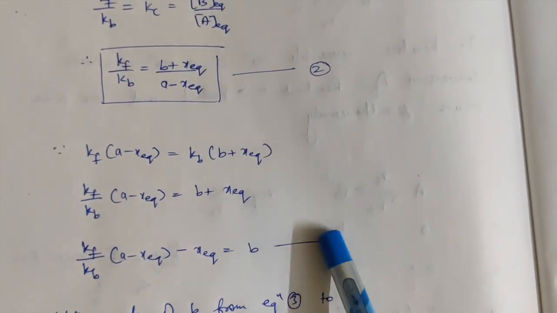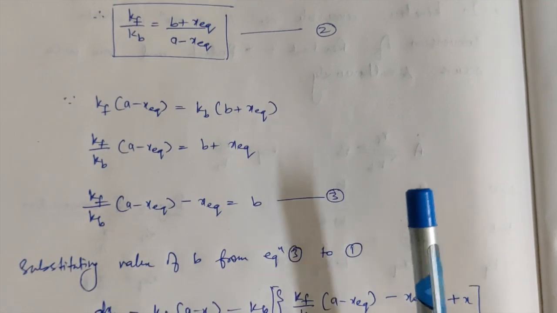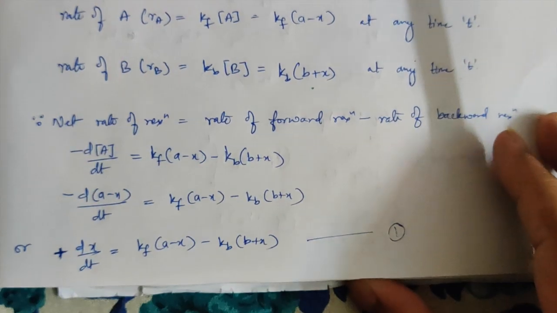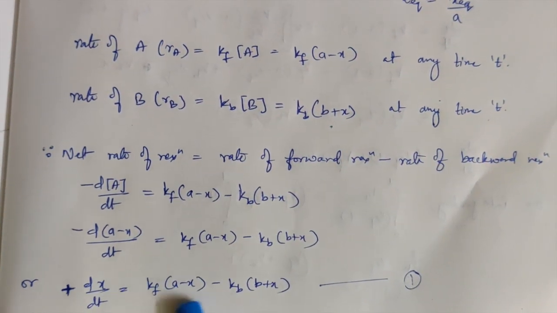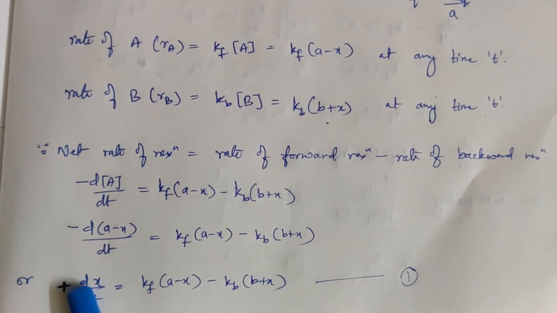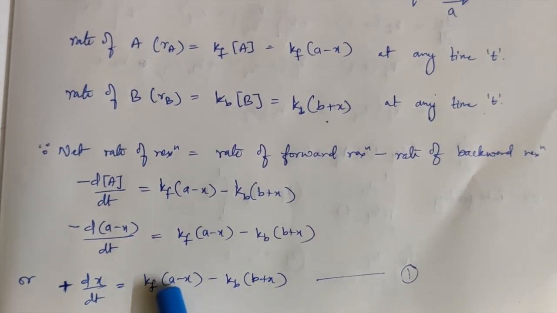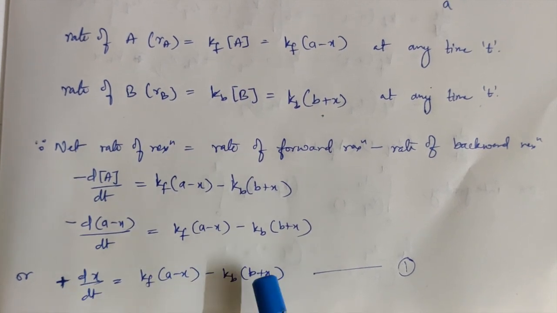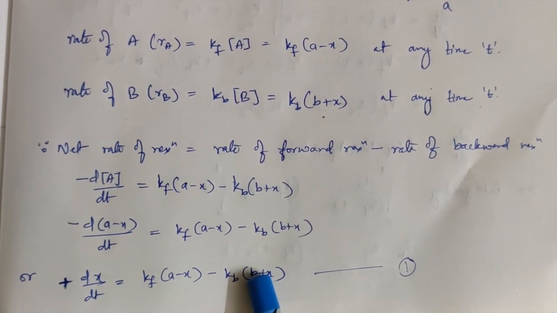Now this equation number 3, I'm going to put into equation number 1. Remember, equation number 1 was dx by dt is equal to Kf into A minus X minus Kb into B plus X. So this was the equation. I am going to put the value of B over here. Why am I doing so?